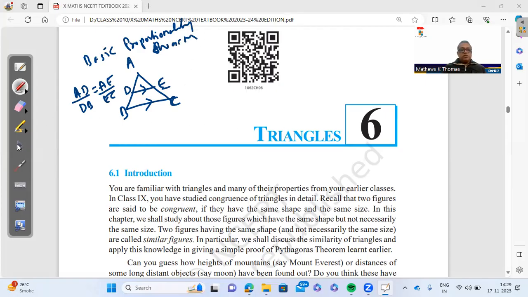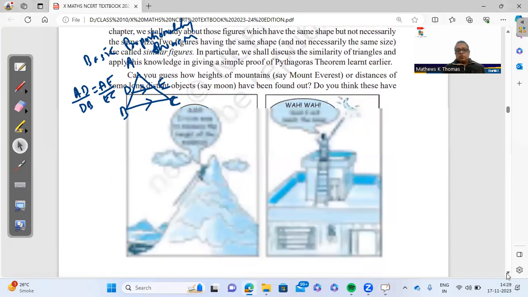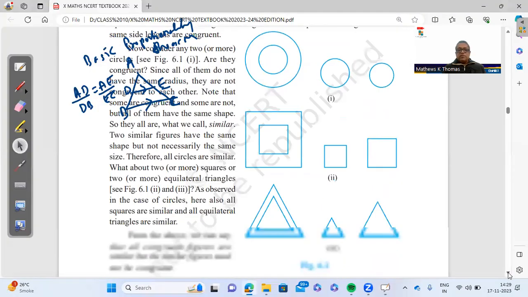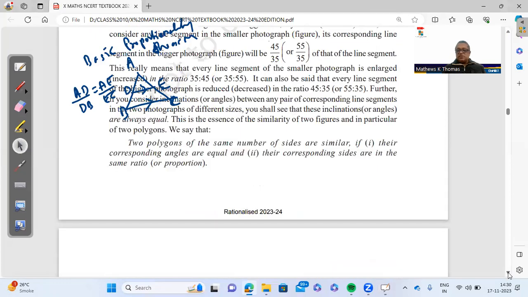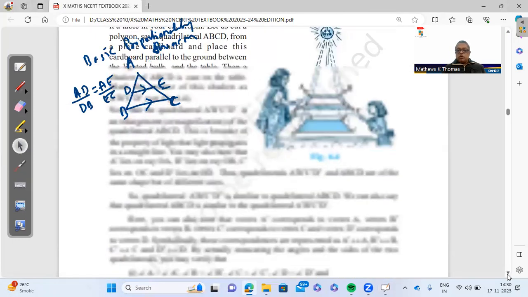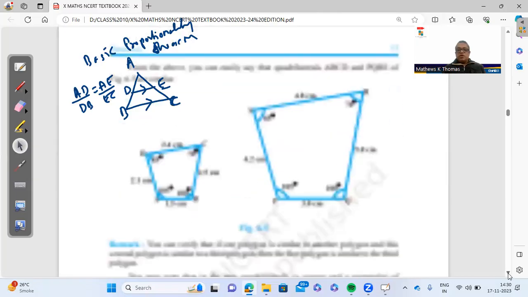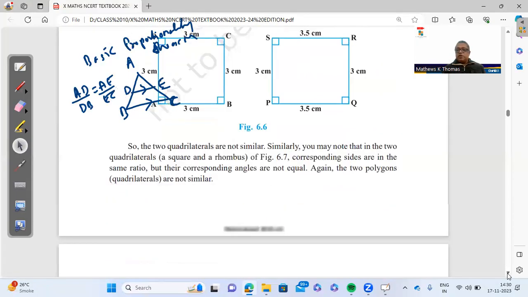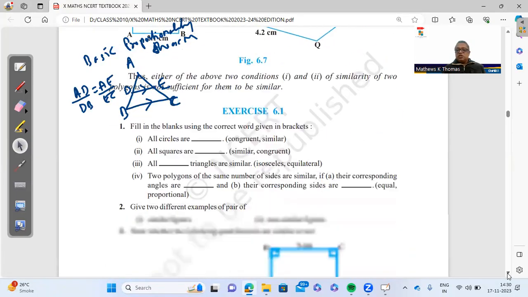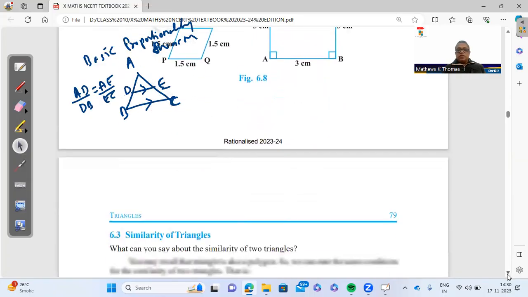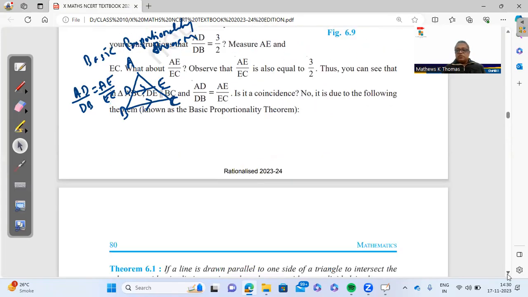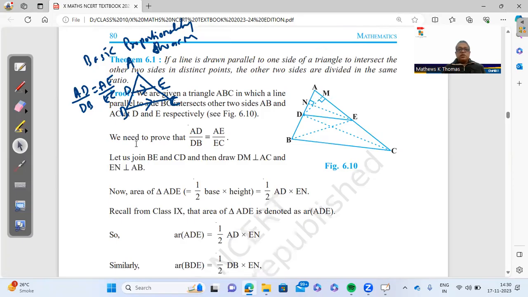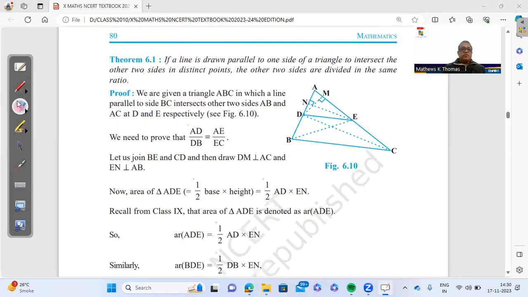The proof is given to us in the textbook. Kindly do this proof as given in the textbook. It is better that you use the same method used by Thales. There are many students who do by alternative methods. You can do alternative methods in problems, but it is better to use the theorems as given by the original mathematician as far as theorems are concerned. So Pythagoras theorem, Thales theorem, all this, it's important that we follow the same steps as given by the original mathematician.